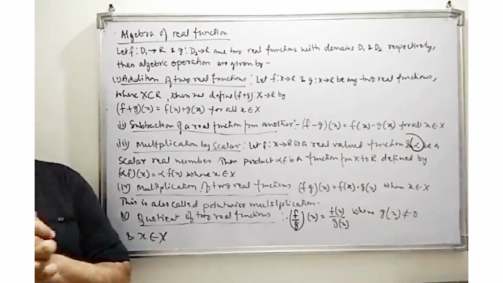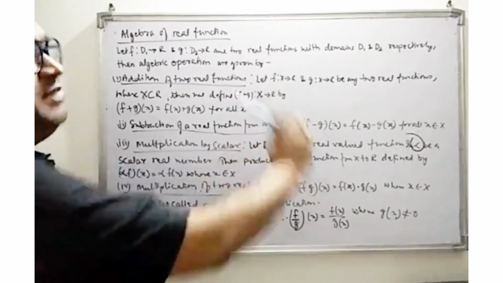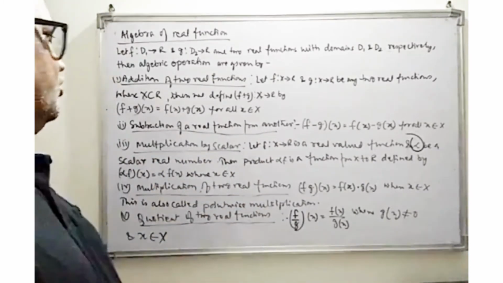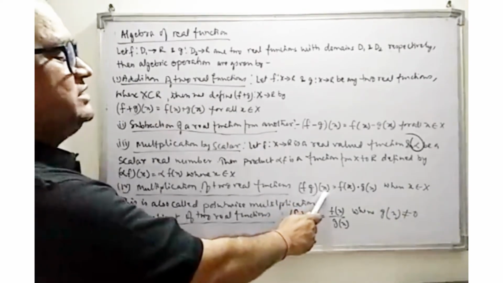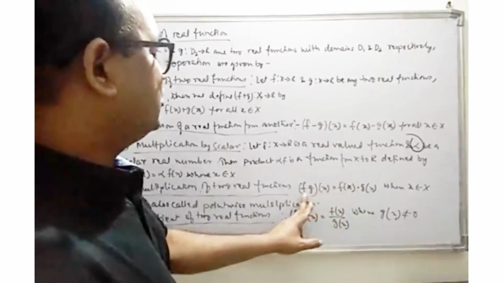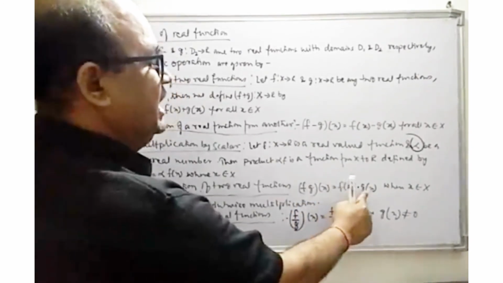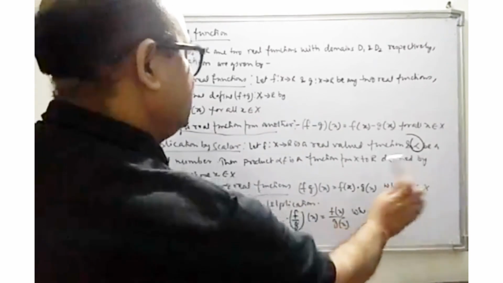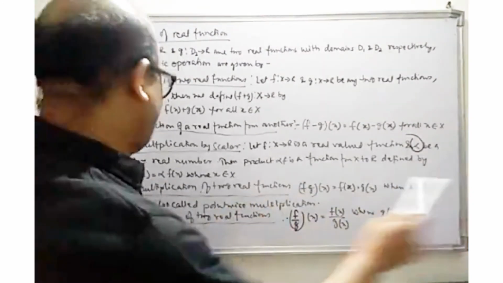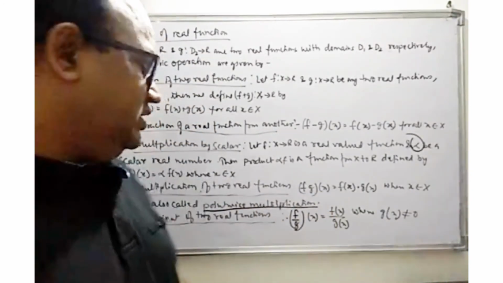Then comes multiplication of two real valued functions. What is multiplication? Suppose again function f mapping from X to R and function g mapping from X to R are two real valued functions such that capital X is a subset of real numbers, then we define (fg)(x) equals f(x) times g(x), that is the product of these two functions at x, where x belongs to capital X. Since it is defined pointwise, each and every point, it is called pointwise multiplication.